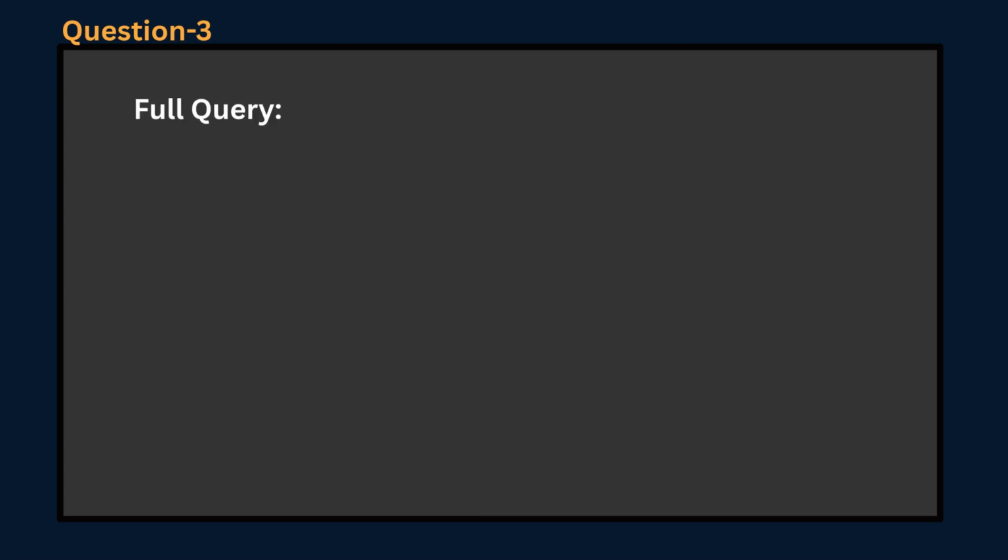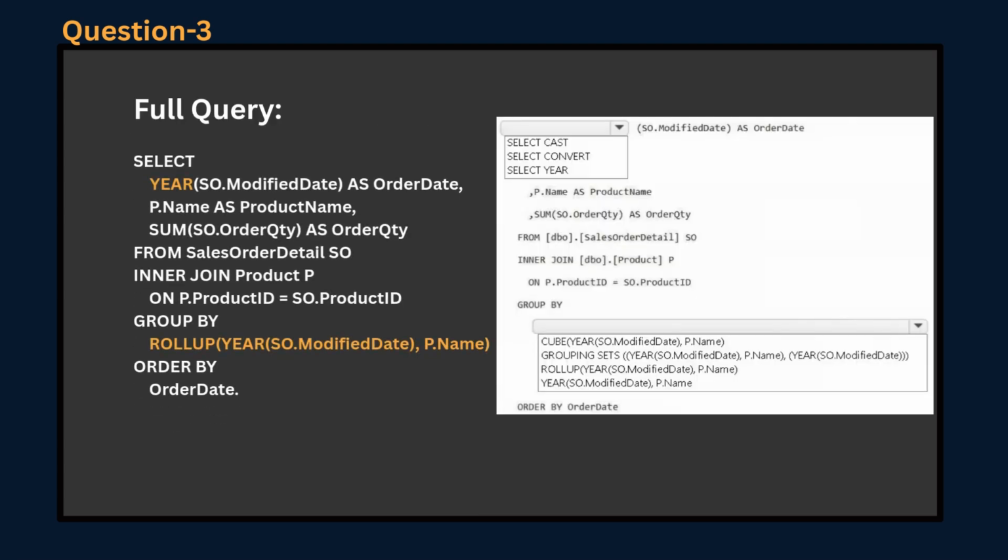So now the full query becomes: select year, SO.modified date as order date, P.name as product name, sum SO.orderQTY as order QTY from sales order detail SO inner join product P on P.product ID equals SO.product ID group by rollup, year, SO.modified date, P.name, order by order date.